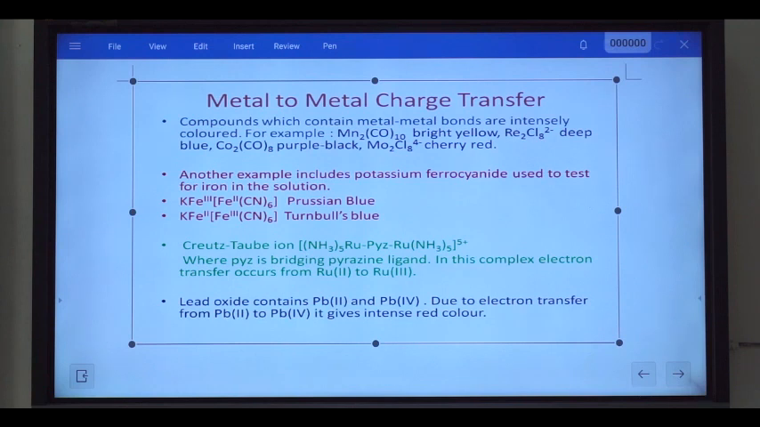Similarly, the Creutz-Taube ion, [(NH3)5Ru(pyrazine)Ru(NH3)5], where pyrazine is the bridging ligand, and in this complex the electron transfer occurs from the ruthenium +2 oxidation state to the ruthenium +3 oxidation state. Similarly, the compound contains lead 2 and lead 4, and electron transfer occurs from the +2 oxidation state to the +4 oxidation state, due to which it gives an intense red color solution. So these are all about the metal to metal charge transfer.